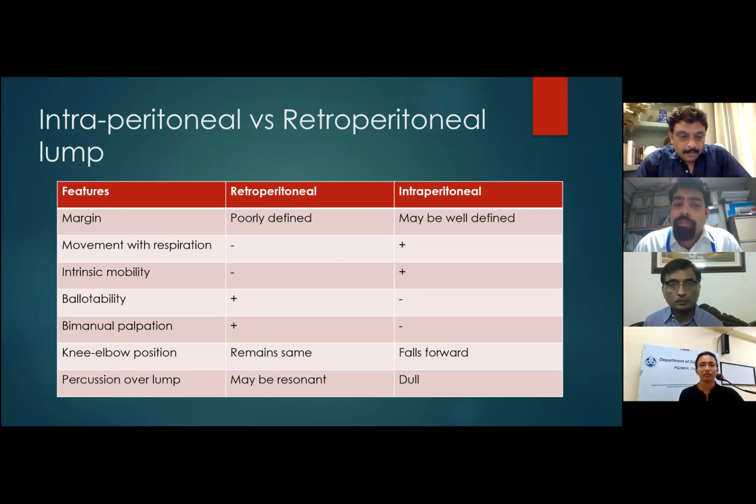So a retroperitoneal lump usually is poorly defined, does not move with respiration, and has less intrinsic mobility, whereas they are ballotable and bimanually palpable. And if you ask the patient to get into a knee elbow position, intraperitoneal masses tend to fall forward, whereas retroperitoneal usually do not.